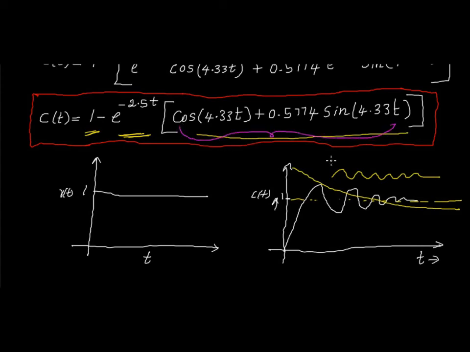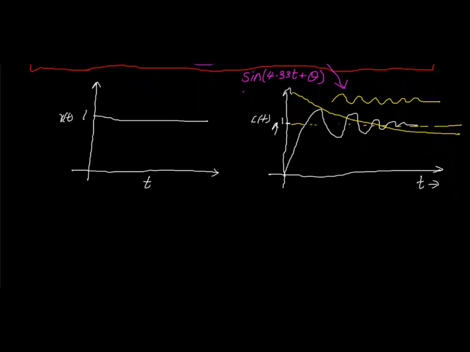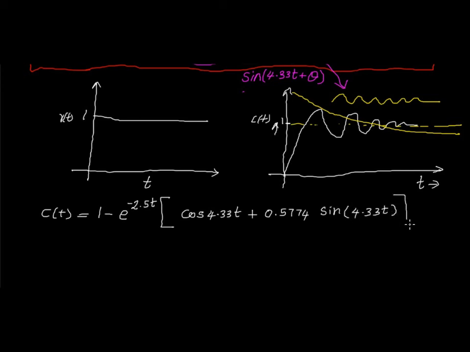From examination point of view, we can stop the derivation here, but the output is having sinusoidal term, so we can combine this sine and cosine terms to form a single sine term. So let us rearrange this equation to get a single sine term with the phase shift theta. So we can write this equation as c of t is equal to this equation.